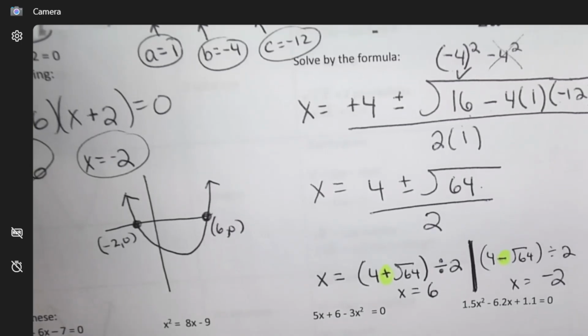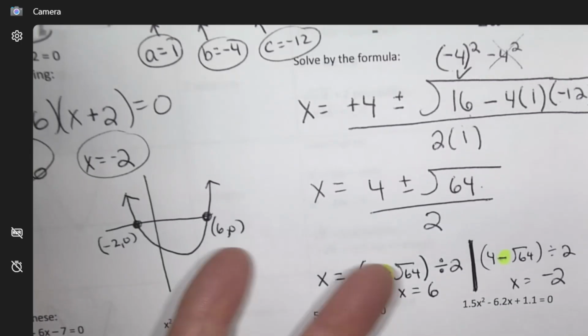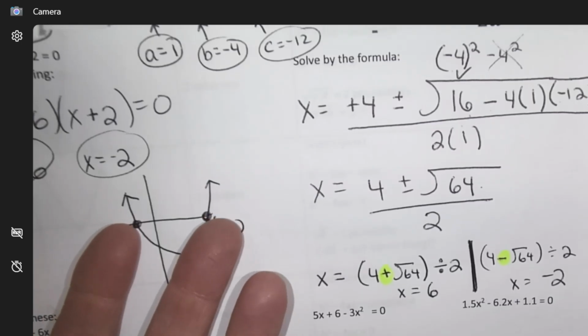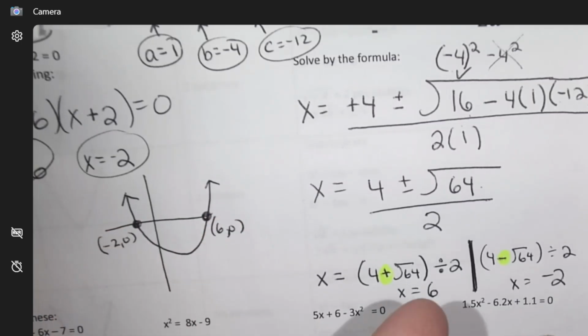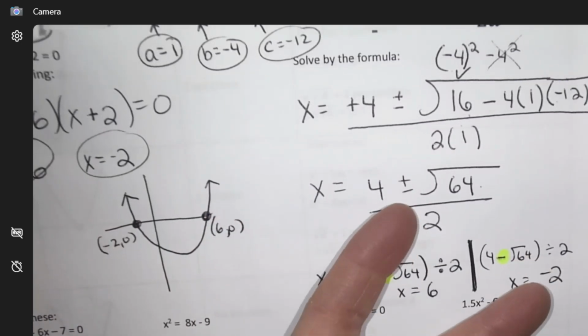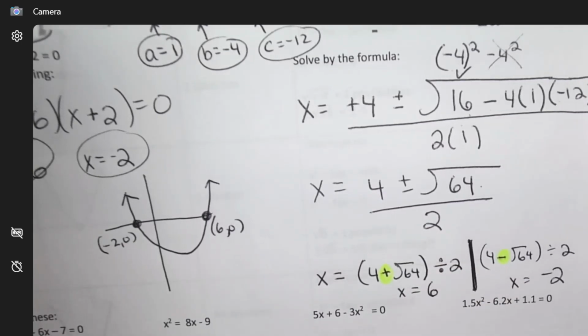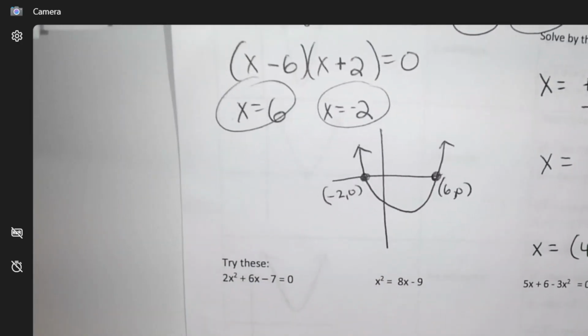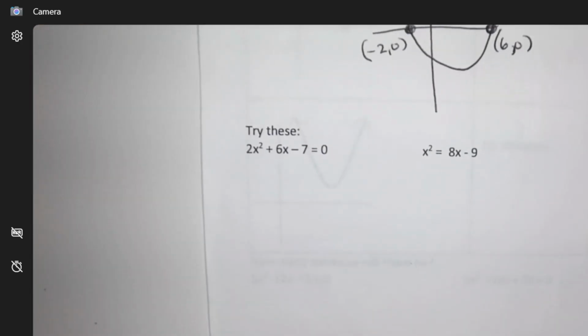Okay, so I would never pick this over factoring because for me factoring is faster. Okay, but what are we going to use the formula for? We're going to be using it for things that we can't factor. Okay, so let's check this out here.